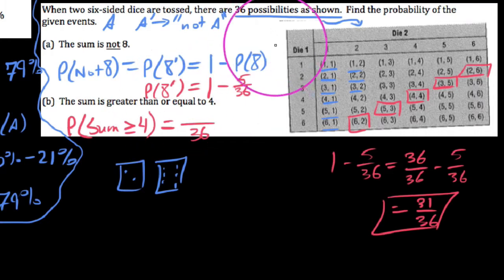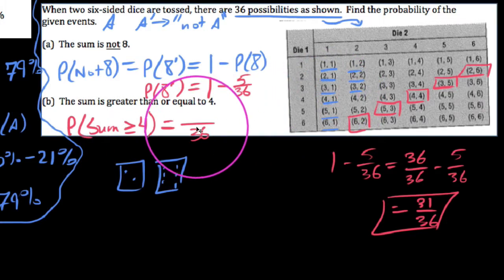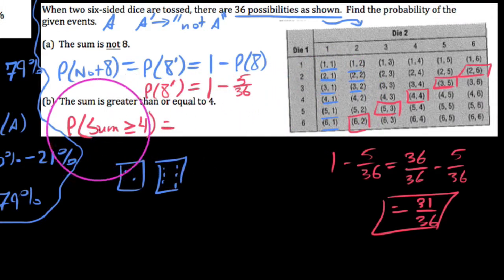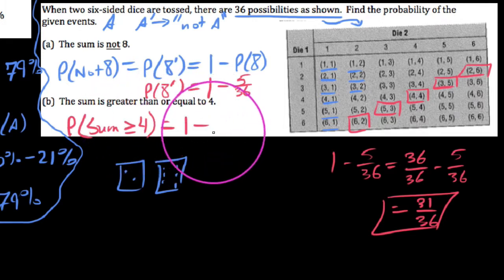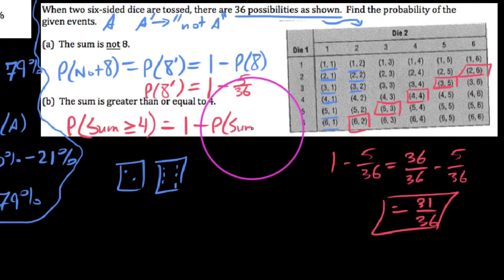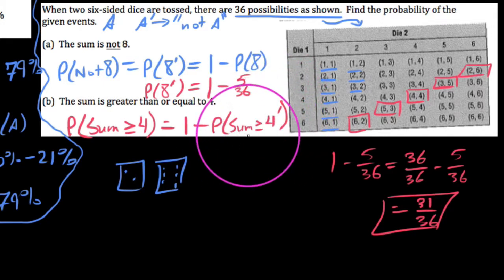Well, I want you to consider this. That's a lot of things. Like this is 4 or bigger. These would have to be 4 or bigger, 4 or bigger, 4 or bigger. You've got a lot of things adding up to be 4 or bigger. So here's what we'll do. Instead of doing that, we'll say, well, the probability that the sum is greater than or equal to 4 would be 1 minus the probability of the sum greater than or equal to 4 prime. In other words, everything but a sum greater than or equal to 4.